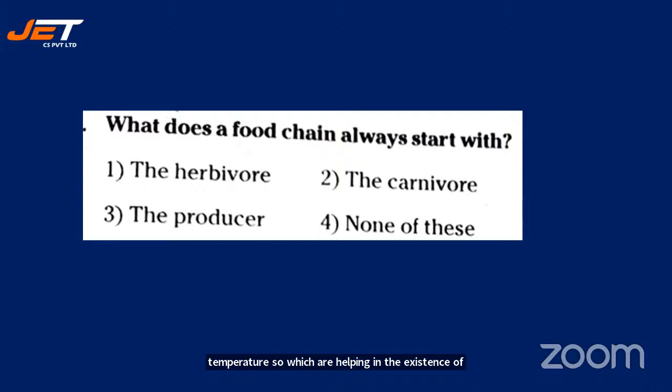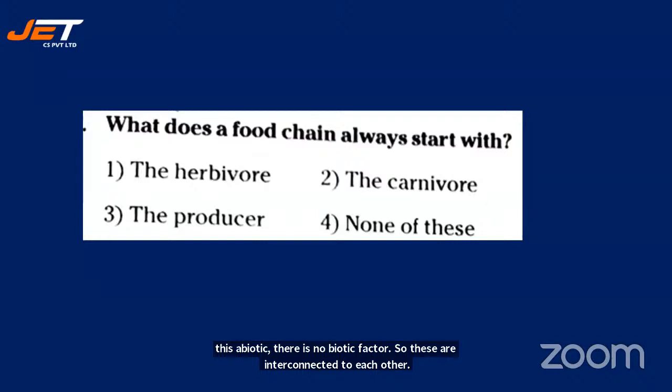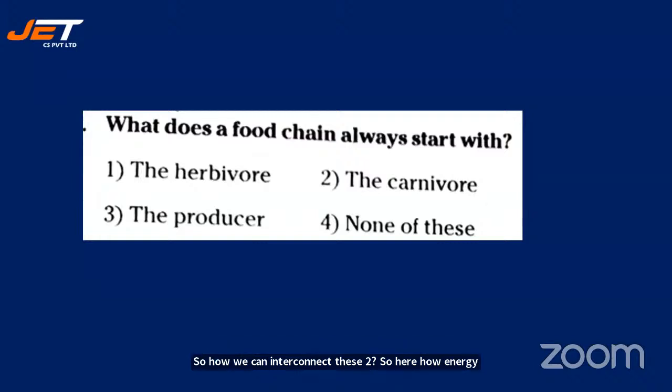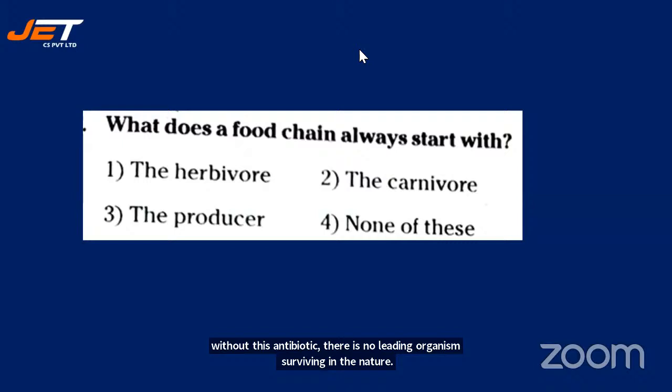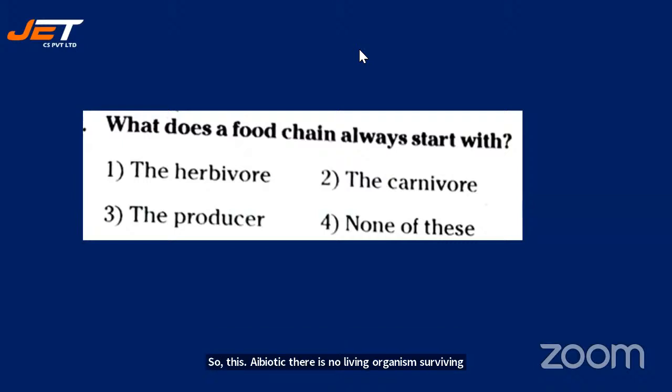So how can we interconnect these two? Here, always interaction will be happening between biotic and abiotic. For example, children, a plant body takes nutrients and water from the soil, and sunlight from the sun. The sunlight, water, and nutrients are all abiotic, but without this abiotic, no living organism can survive in nature. So interaction always exists between living and non-living things in an environment.